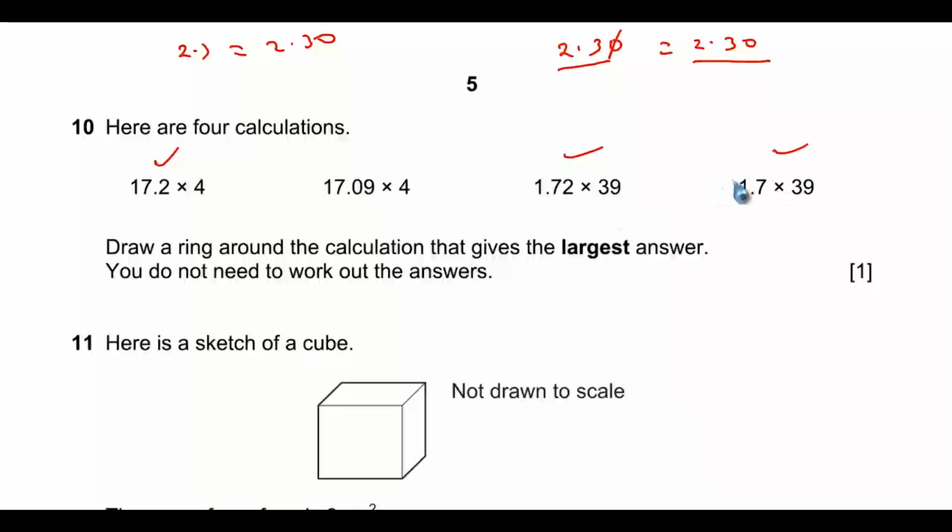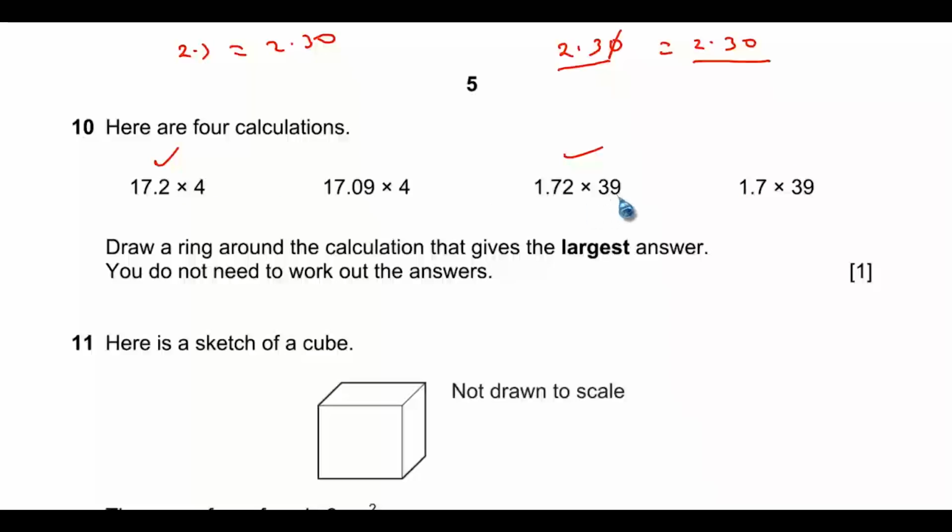So between this and this, which one is bigger? Also I have 1.70, so to say, and here I have 1.72. Of course 72 is bigger than 70, so I will choose this one. That is the technique I'm using. Now, between this and this, which one is bigger?